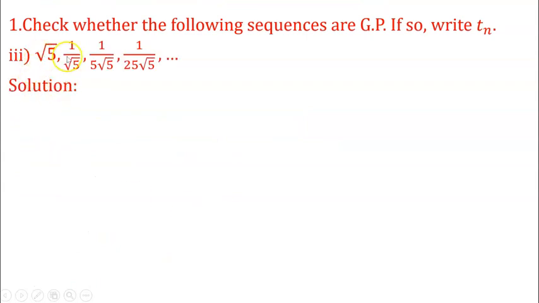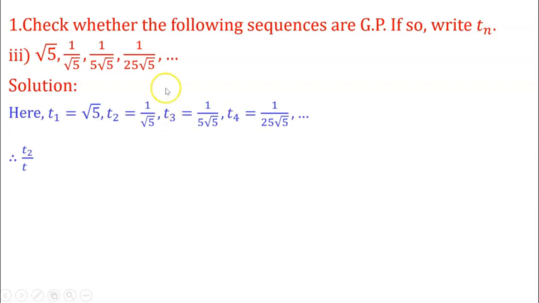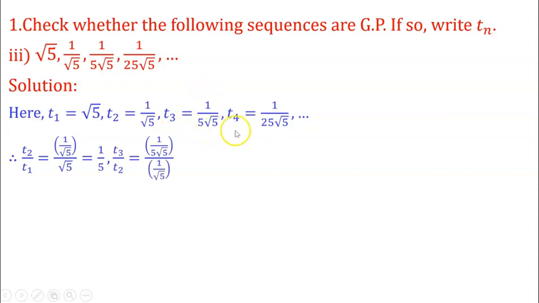Next, root 5, 1 by root 5, 1 upon 5 root 5, 1 upon 25 into root 5. Here T1 is root 5, T2 is equal to 1 upon root 5, T3 is equal to 1 upon 5 into root 5, and T4 is equal to 1 upon 25 into root 5. Now the ratio T2 upon T1, 1 upon root 5 upon root 5, you will get here 1 by 5.